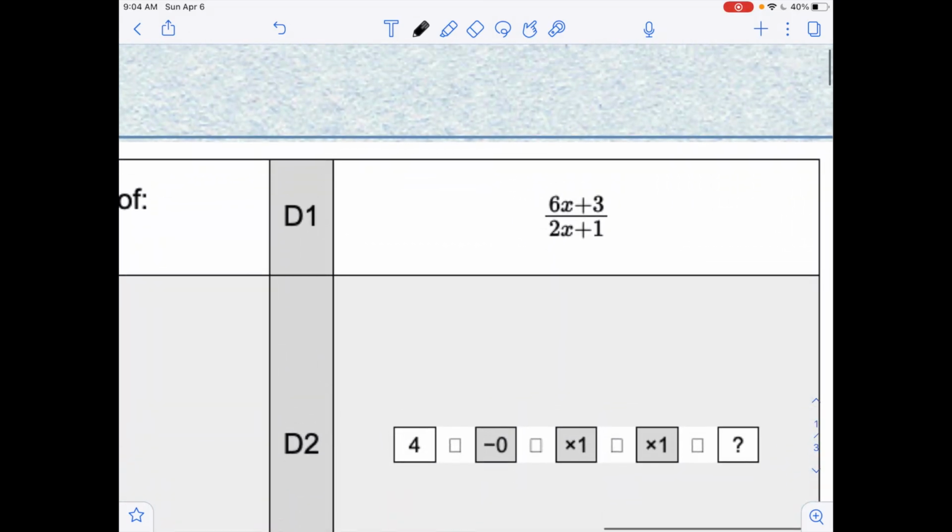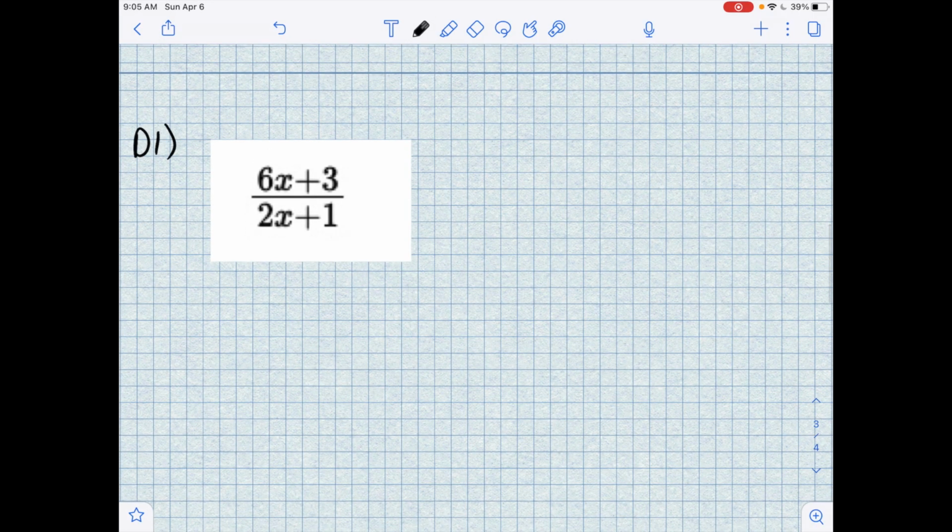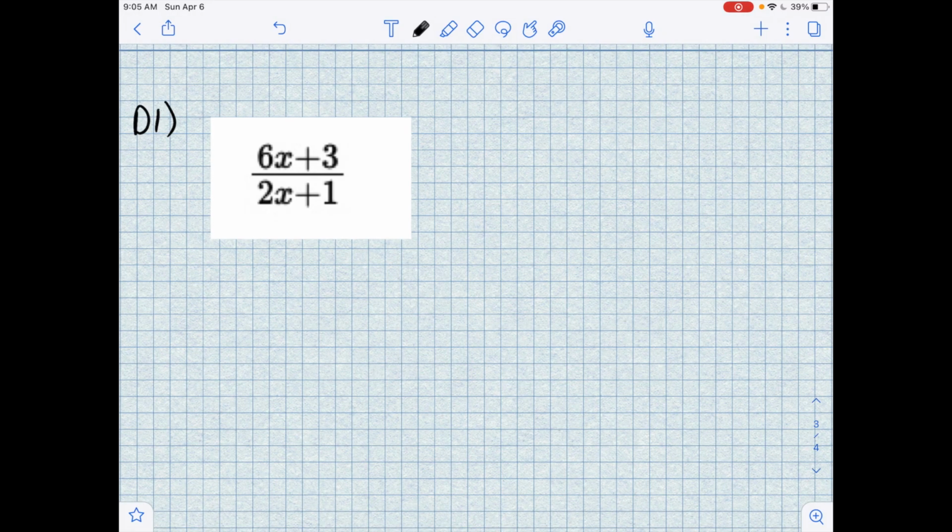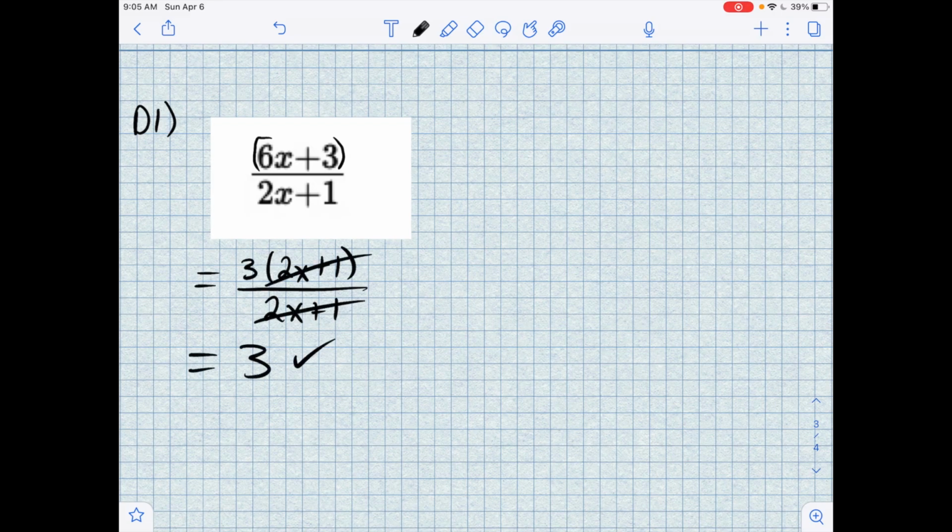All right, D1. 6x plus 3 over 2x plus 1. I assume we just simplify. This is some factoring, and if I was to do that, I would take 3 out of this equation, so divide this whole equation by 3. What I get is 3 times 2x plus 1 over 2x plus 1, right? And then these cancel out, and my answer should just be 3.